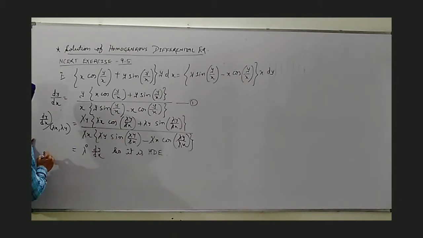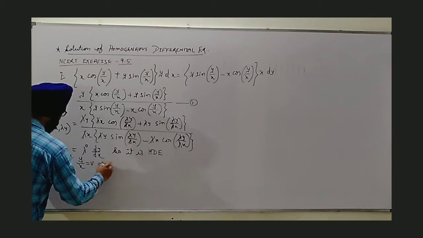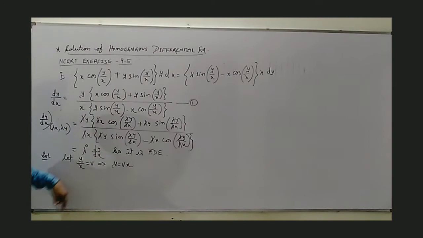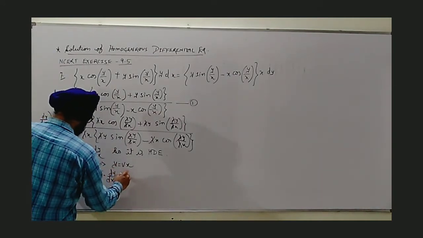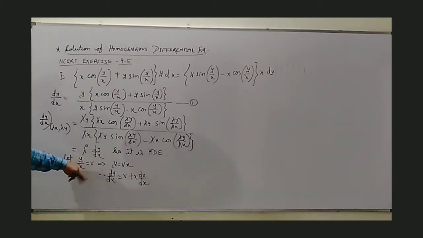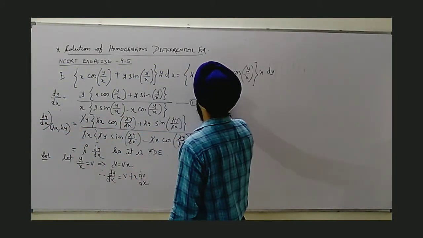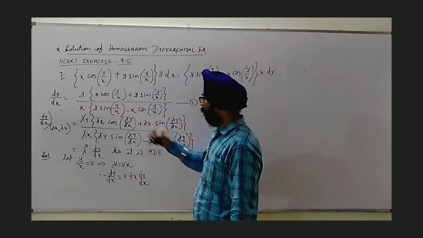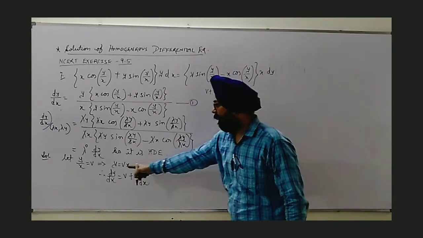Let this be the solution now. Let y upon x be v. This implies y is equal to vx. Differentiating, obviously we will get dy by dx as v plus x dv by dx. These two values we are using in equation number 1. Now check. We get v plus x dv by dx equal to y. This will turn as vx, x as it is, y upon x as we have taken v.